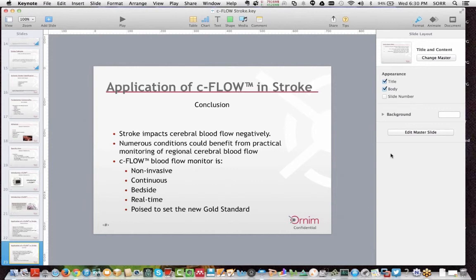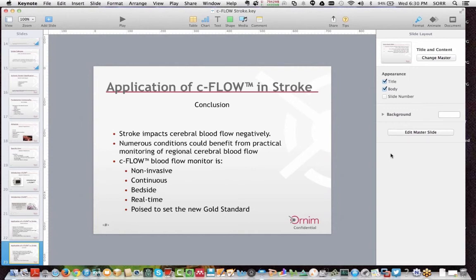I'll take one last question. How does C-Flow play a role in monitoring vasospasm? So I assume that means delayed vasospasm after subarachnoid hemorrhage. We're studying that right now, and I think we're expecting exciting results to come out of that. In a nutshell, you should expect to be able to detect, if nothing else, an improvement in cerebral blood flow on the basis of your interventions.